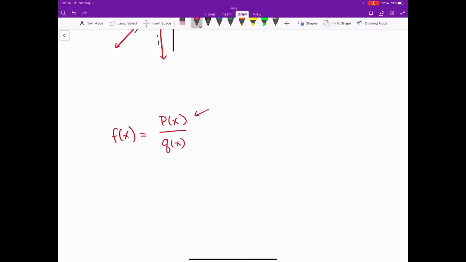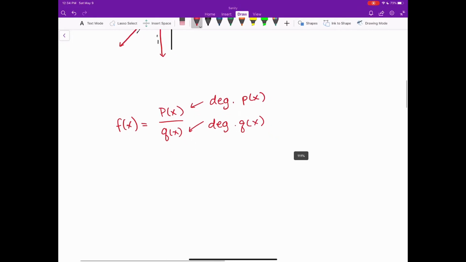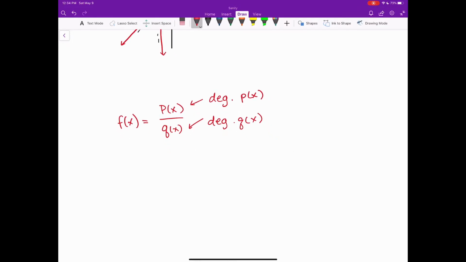So you could have a polynomial or a function p of x being divided by q of x, and that is what makes it a rational function, right? Rational numbers, you're thinking about fractions. You've got a function divided by a function. It's written as a fraction here. So you would look at the degree of p of x, and you would look at the degree of q of x. And if you remember, degree is the highest, the biggest exponent that you have in your polynomial.